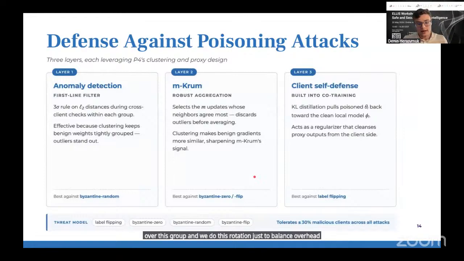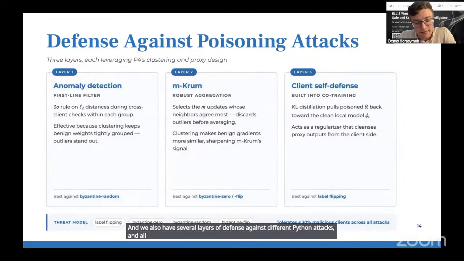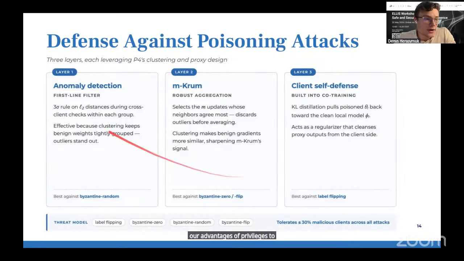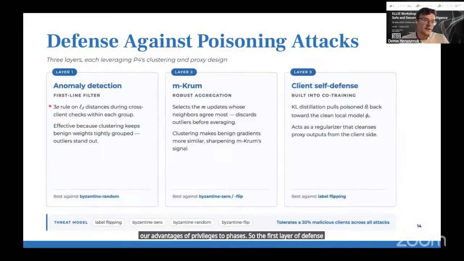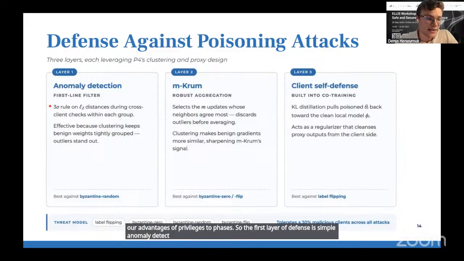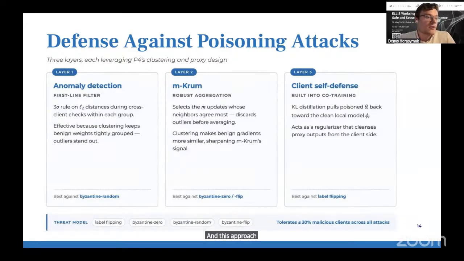And we also have several layers of defense against different poison attacks, and all of them use the advantages of the previous two phases. So the first layer of defense is simple anomaly detection. Basically, if a malicious client sends some random weights for aggregation, we're able to detect it with the 3 sigma rule on the L2 distance between local model weights. And this approach worked quite well for different model poison attacks.